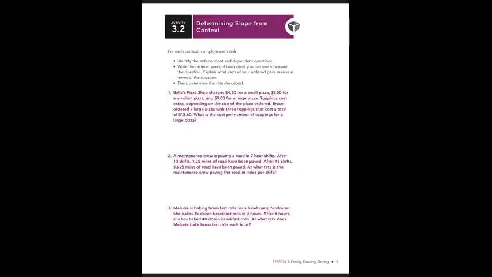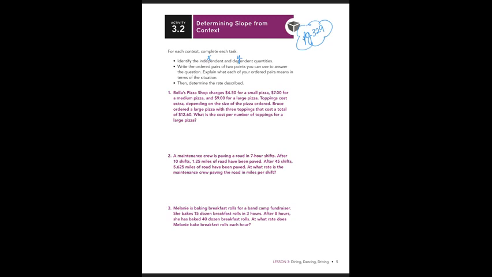All right, so here we are on page 329. And you can see no tables, no graphs. We're reading problems. So we're looking at situations in context. It says, for each context, complete each task. Identify the independent and dependent quantities. And hopefully you remember how important that is. We said our independent variable goes on our x-axis and our dependent variable goes on our y-axis. And it's important that we keep those two straight.